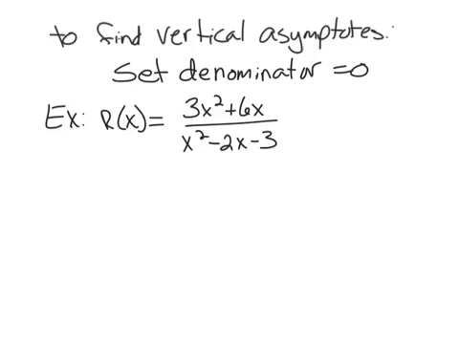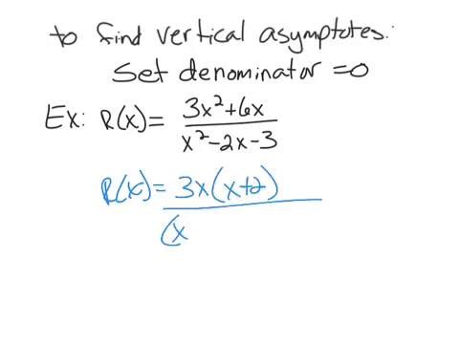Alright, so here's our example. We have a rational function. It's a ratio of two polynomials, 3x squared plus 6x over x squared minus 2x minus 3. And what we want to do is find the vertical asymptotes. Well, what I would do first is I would factor the numerator and the denominator just to see if there's any common factors. And if there are no common factors, then we're going to set each factor in the denominator equal to 0. So if we factor r of x, in the numerator, there's a GCF, 3x times x plus 2. And then in the denominator, we have x minus 3 and x plus 1.